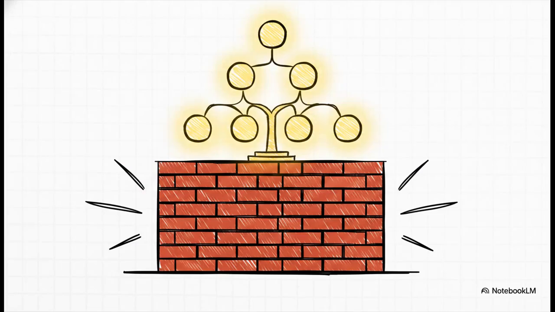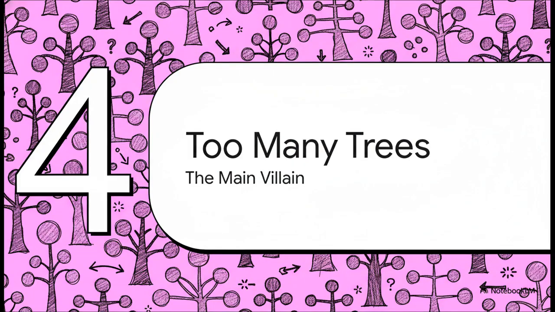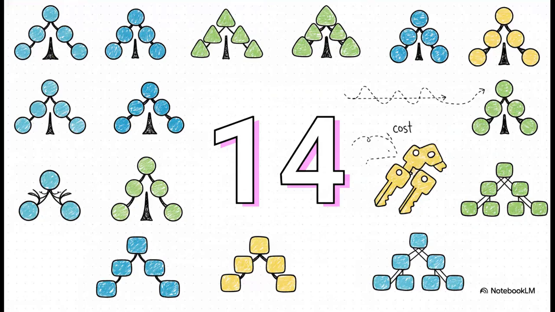And that right there is our ultimate goal. We want the specific layout, the exact arrangement of keys that minimizes this total search cost formula. But actually finding that perfect arrangement, well, that introduces a massive roadblock. Enter part 4. The too many trees problem. Let's talk about the sheer, overwhelming volume of possible tree combinations.